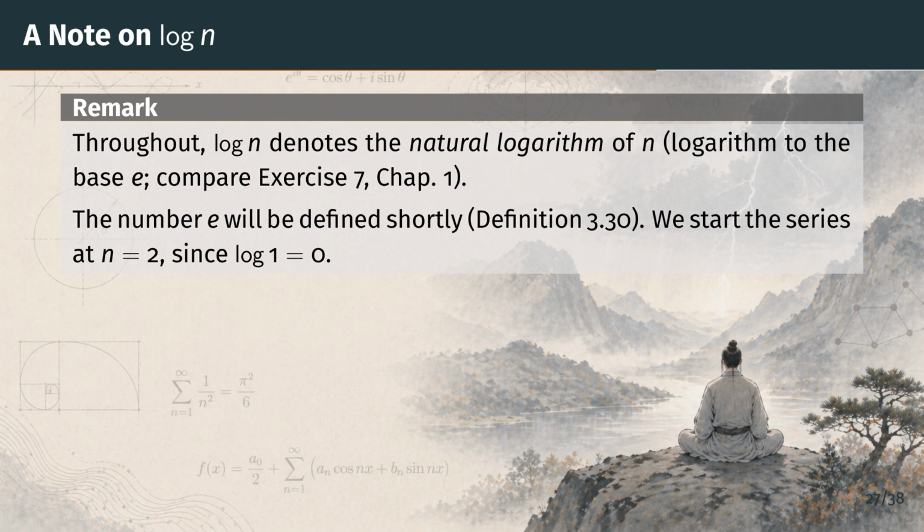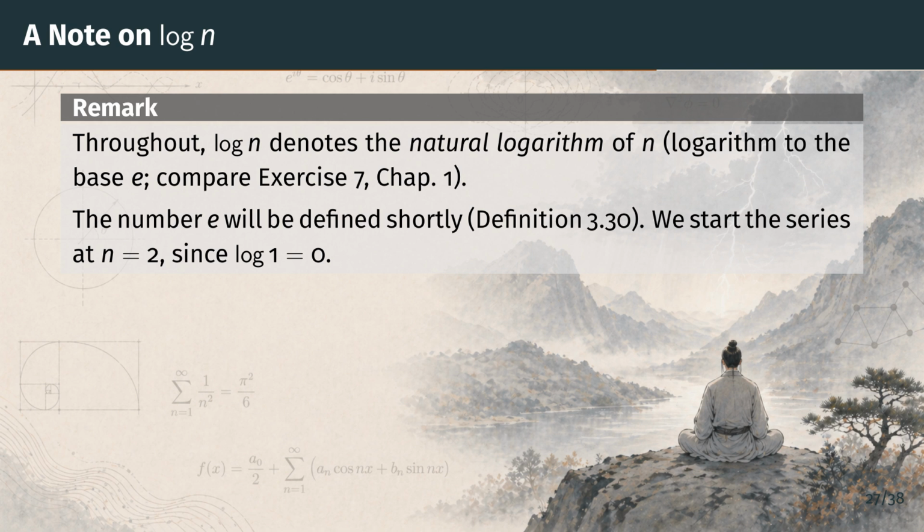Before stating the next theorem, a small note about notation. In this book, the symbol log always means the natural logarithm, that is, logarithm to the base e. This is consistent with most analysis texts. The number e itself is defined in the next section, but its existence is not needed for what follows. We only use that the logarithm is a monotonically increasing function.